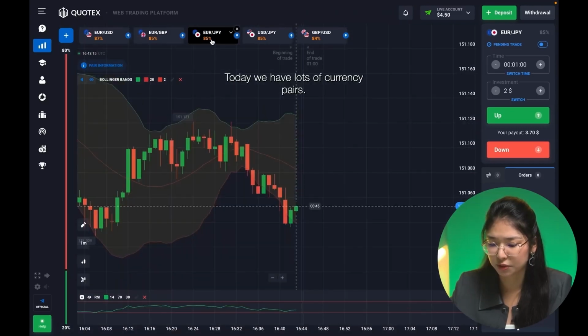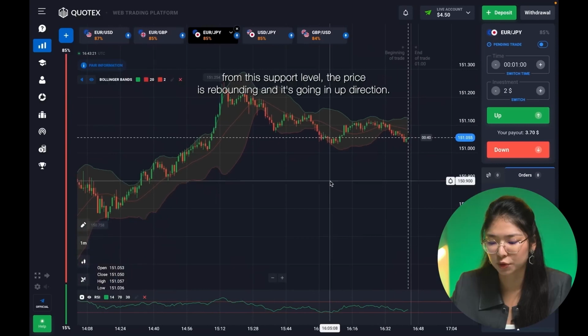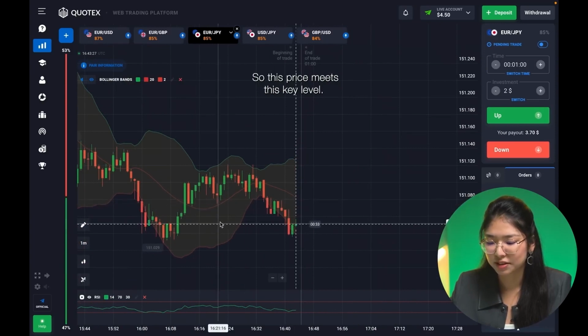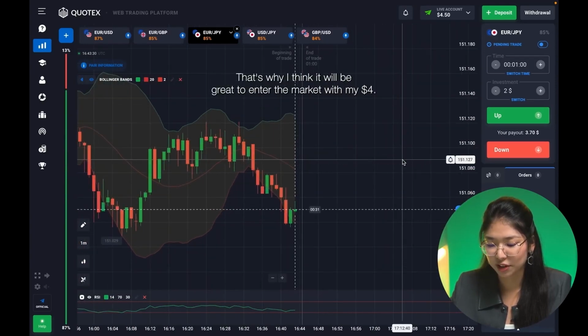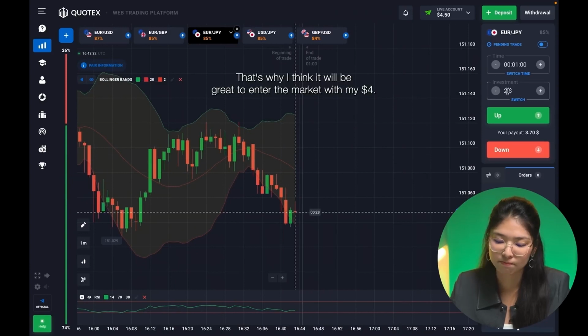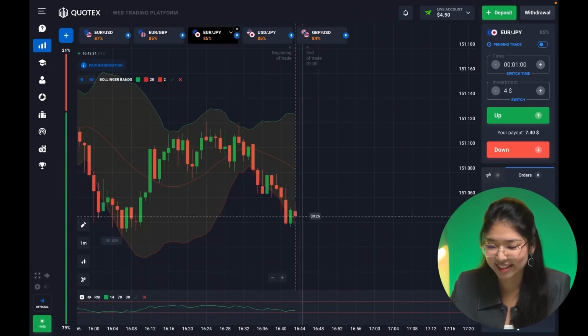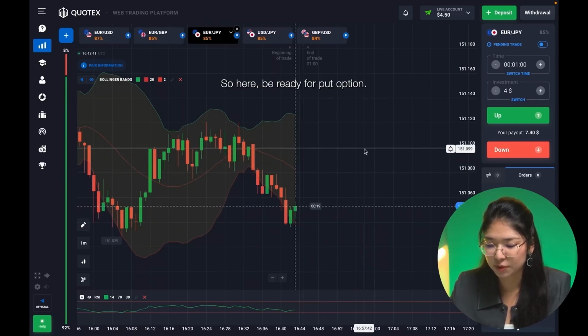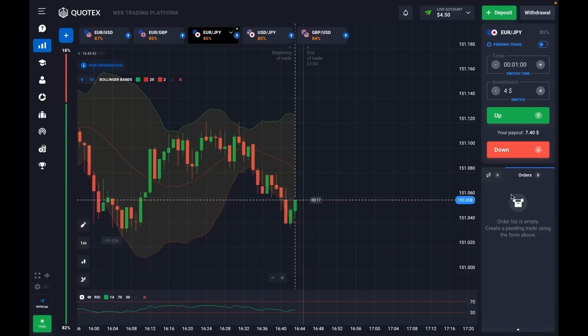There we have lots of currency pairs. The choice is great, and yes, this one is better because from this support level, the price is rebounding and is going in the up direction. So this price meets the key level, and that's why I think it will be great to enter the market with my $4. Yes, my balance is so small, but with each step, I'm going to make my investment bigger, and here be ready for put option.